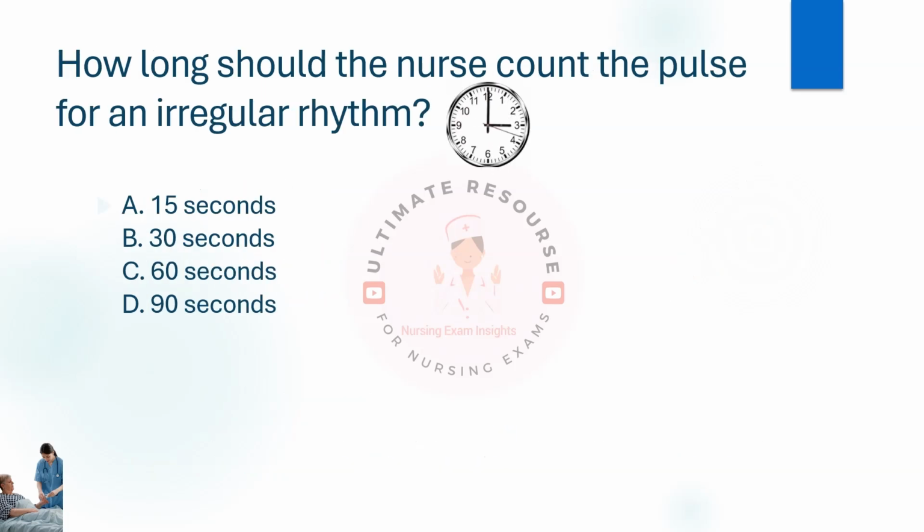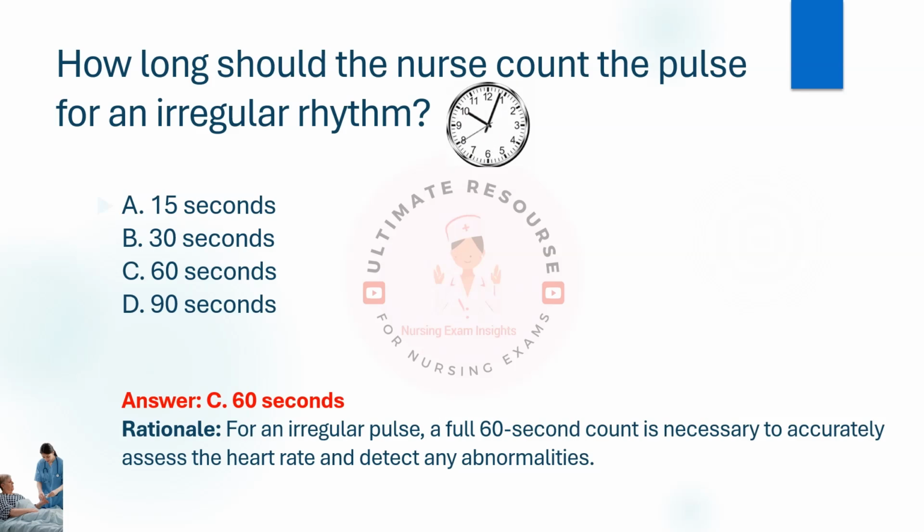How long should the nurse count the pulse for an irregular rhythm? Options are A, 15 seconds, B, 30 seconds, C, 60 seconds, D, 90 seconds. Answer is C, 60 seconds. For an irregular pulse, a full 60-second count is necessary to accurately assess the heart rate and detect any abnormalities.